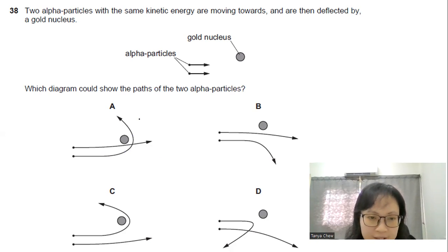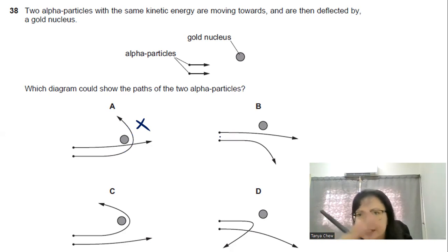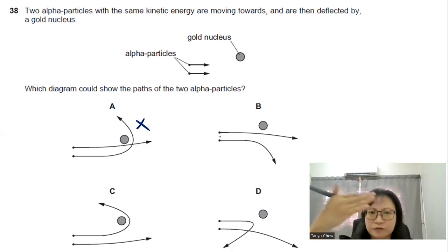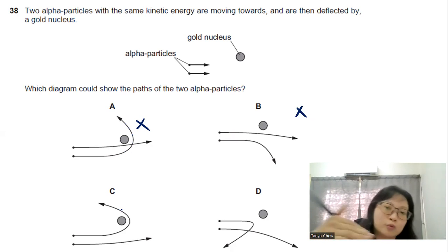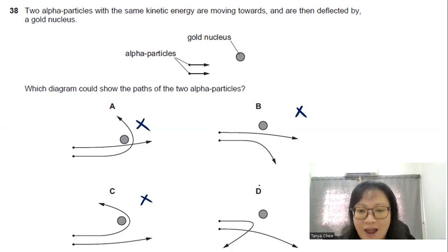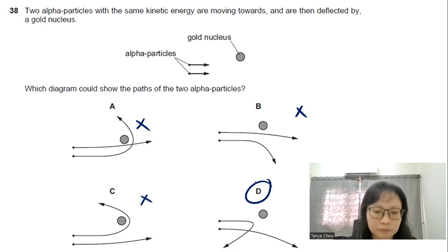So this one seems that the second alpha particle is going towards the gold nucleus. This is wrong. How come the alpha particle that's further away from the gold nucleus is deflected more than the alpha particle that is closer to the gold nucleus? This is wrong too. This one seems like the first alpha particle is being pulled towards the gold nucleus. That's wrong. And D, oh, the first alpha particle is deflected more because it is closer to the gold nucleus, and the second alpha particle is deflected a bit less. Yes, D is the correct answer.